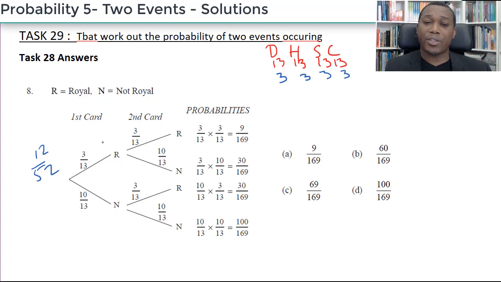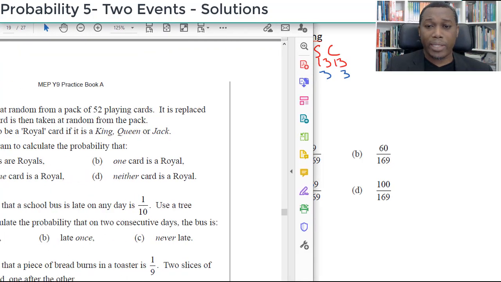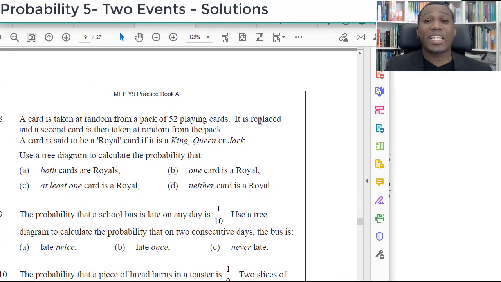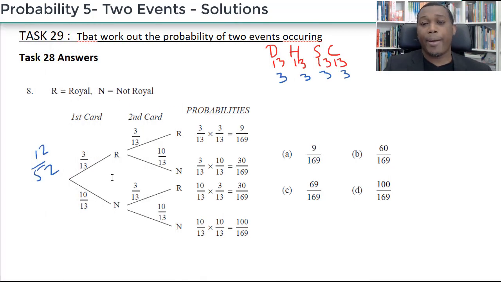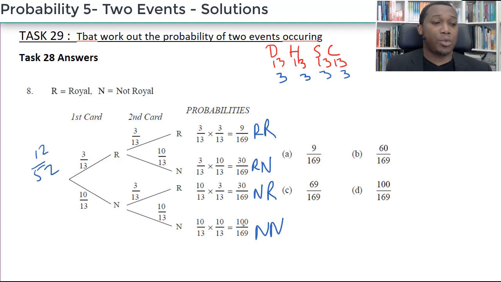Continuing that pattern, because you're putting back the card, a critical word they had in the question, so important, they said it is replaced. That makes all the difference there. It means that the probabilities will remain the same in terms of your chances to get the second card. And once we have those, we build the probabilities: this is royal, royal, this is royal, not royal, this is not royal, royal, and this is not royal, not royal. So those are the 4 probabilities that you would have had.